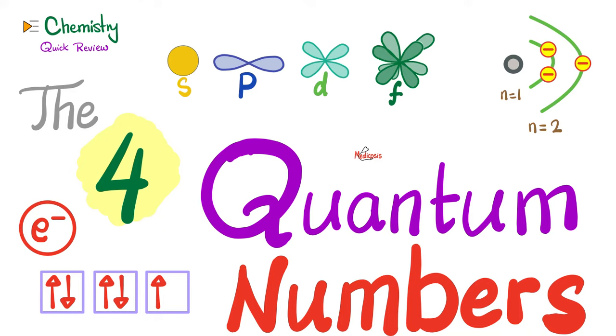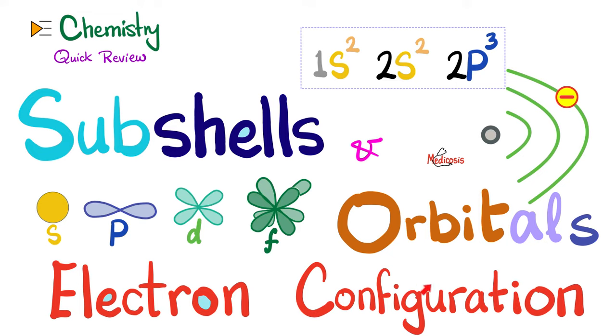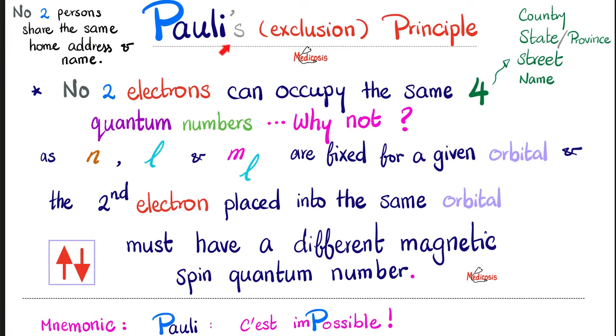Let's get started. Please watch the videos in this Chemistry Quick Review playlist in order, especially the video on electron configuration. Do you remember Pauli's exclusion principle? What did Pauli say? No two electrons can occupy the same four quantum numbers. Just like there are no two persons who live in the same country, the same state, on the same street, and carry the same name.